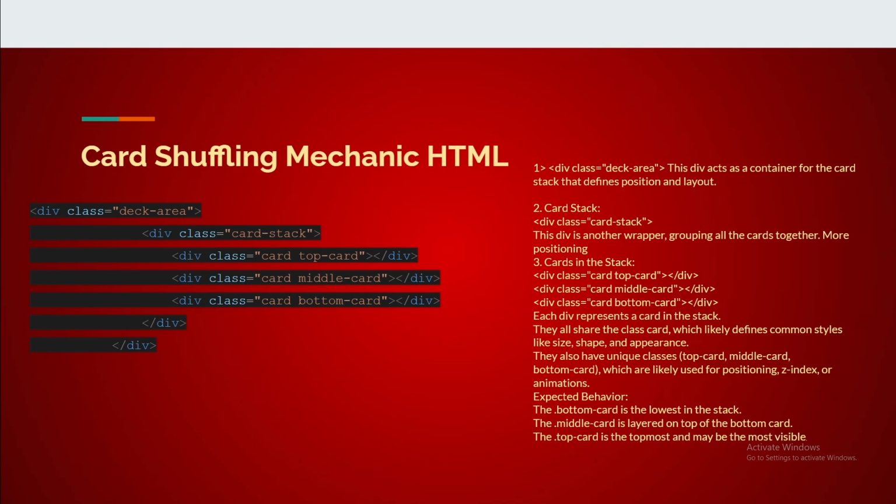This is how you would shuffle the cards. The behavior is right there. The bottom card would be the lowest of the stack. The middle card would be layered on top of the bottom, and the topmost card would be the most visible. And in the HTML file, you would see them all changing when the cards are shuffling.